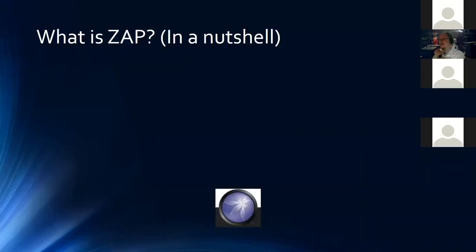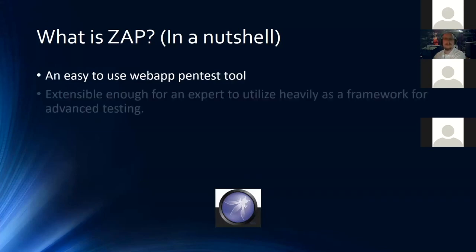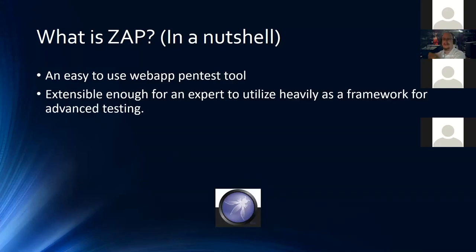So let's start off with what is ZAP. It's called the Zed Attack Proxy, and it is an easy to use web app pen test tool. This is just simple, it doesn't mean it's not very effective. It is a very extensible tool, so you can do what you need to do with it in a wide variety of means. You're able to add scans to it, you're able to develop your own tools if you need to, and utilize it as a framework for very thorough app pen testing. But the tools that it comes with will be a good way to get you started in a lot of ways.